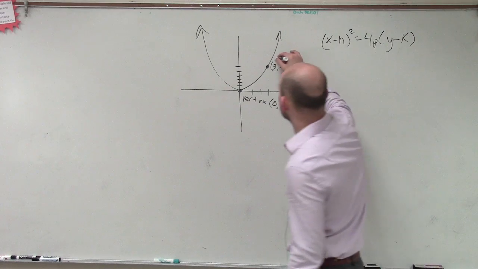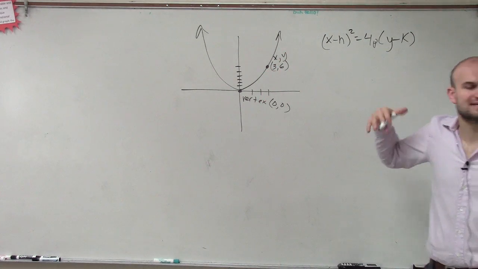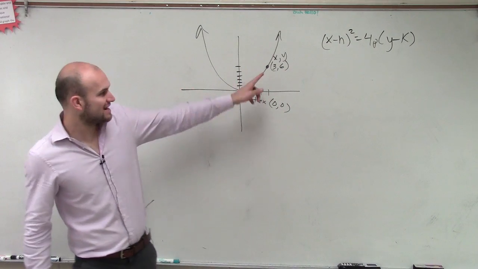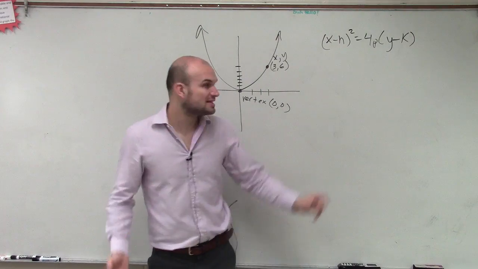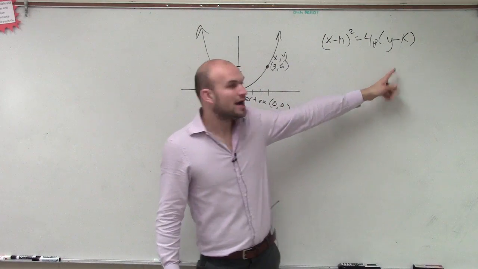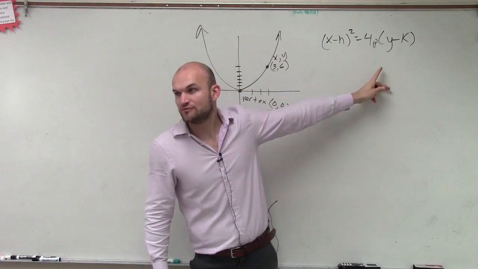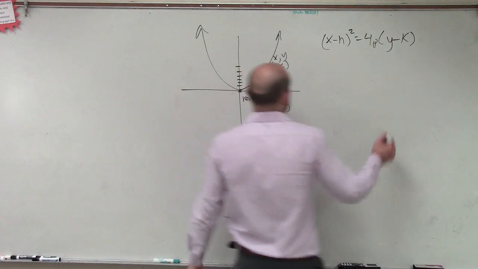So that can represent, right? Because in our formula, x and y represent any point that's on the line. So if I know one point on the line, I can represent that as x and y. Now, the only thing we're still missing is we don't know the value of p. However, if I have x, h, y, and k, is that enough information for me to now find what p is? Yes. So let's plug everything in.